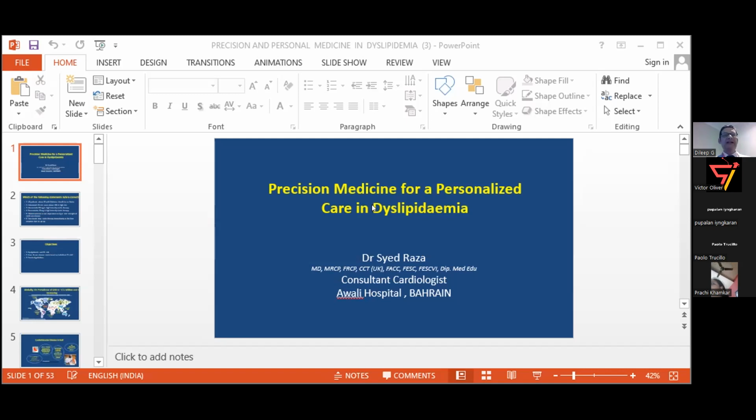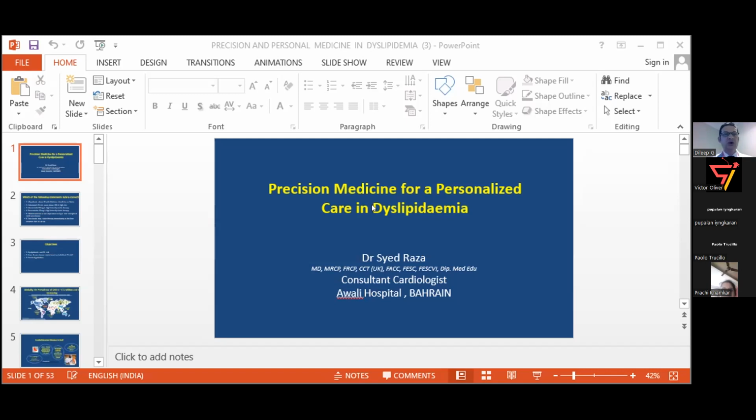Now, intensive LDL reduction has shown that there is definitely cardiovascular improvement. So lower is the better. That's the slogan we have now. Lower is the better. Lowering the LDL level significantly lowers your risk of major cardiovascular events.